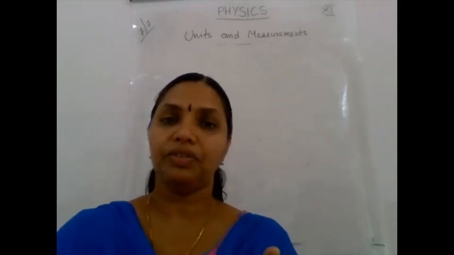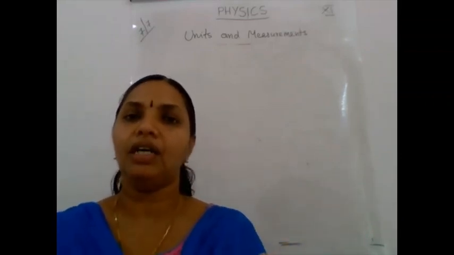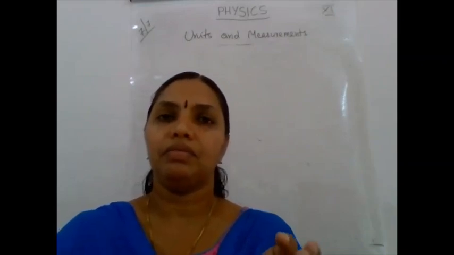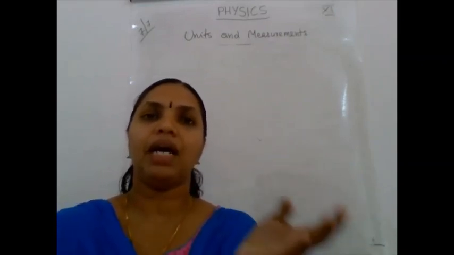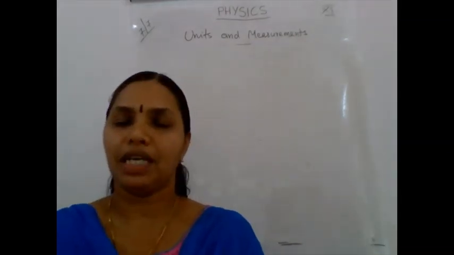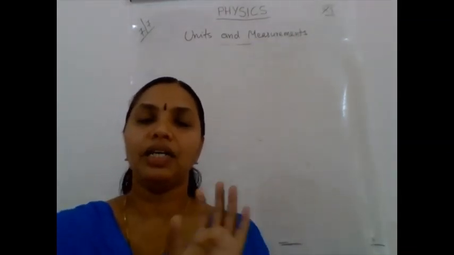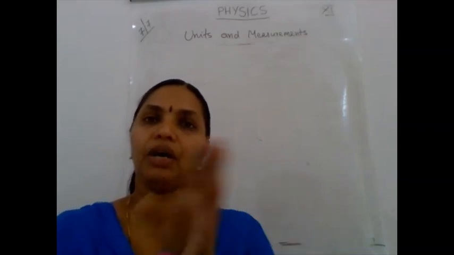Suppose you want to find out the force or you want to find out the momentum. Momentum is mass into velocity. So mass is given in gram and velocity is in meter per second. You can't do it. That gram you have to convert to kilogram.